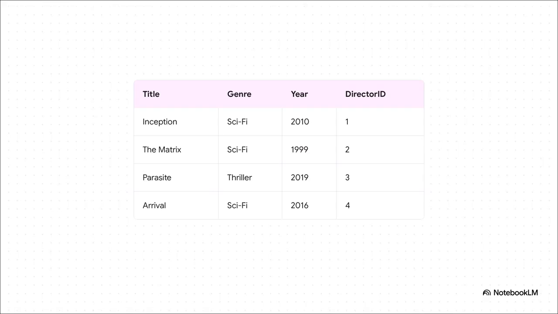So for our little investigation today, we're going to be working with these two evidence files. First up is this movies table, and we also have a directors table. Now take a look at that director ID column in the movies table. That shared piece of info, that's the golden key. That's the clue that's going to let us connect everything together later on.